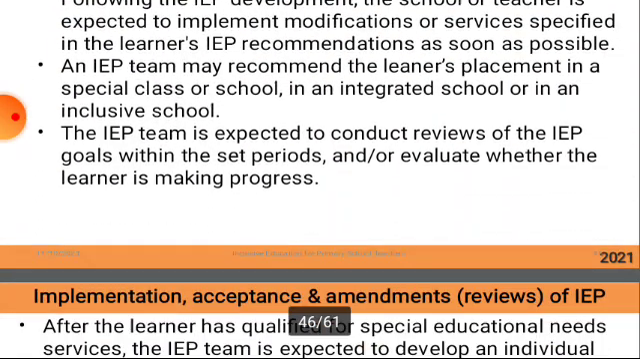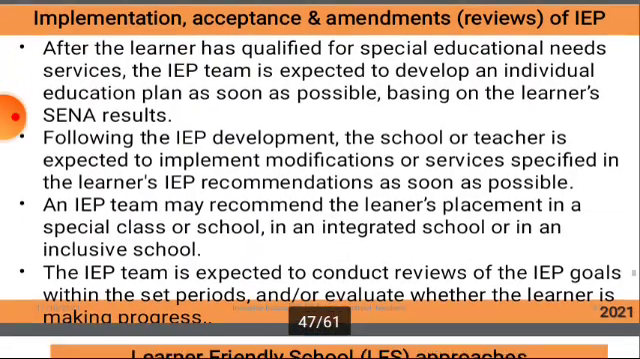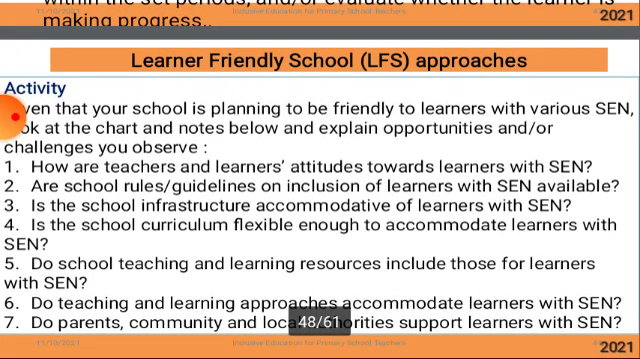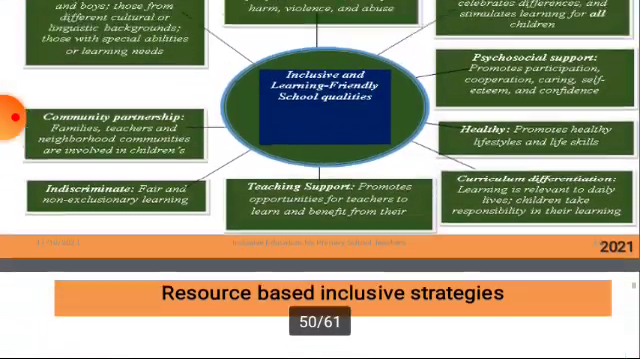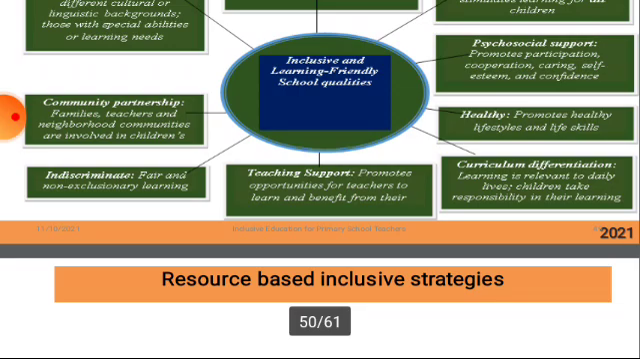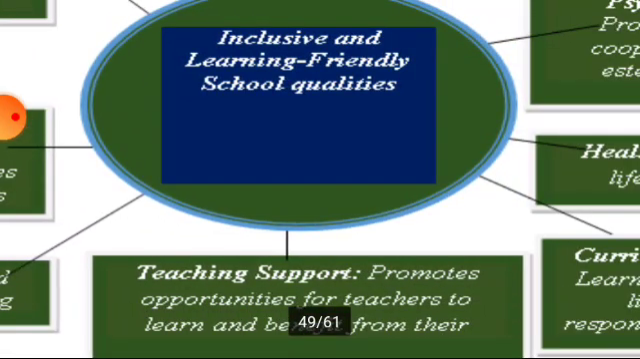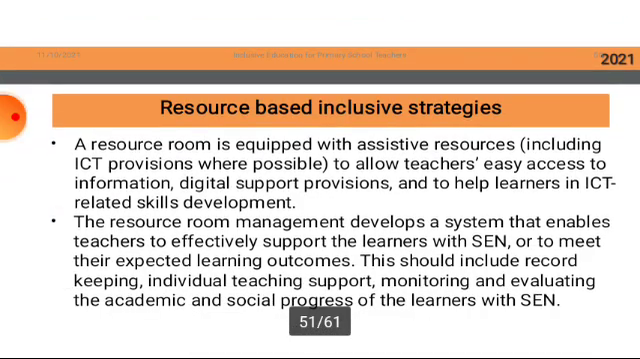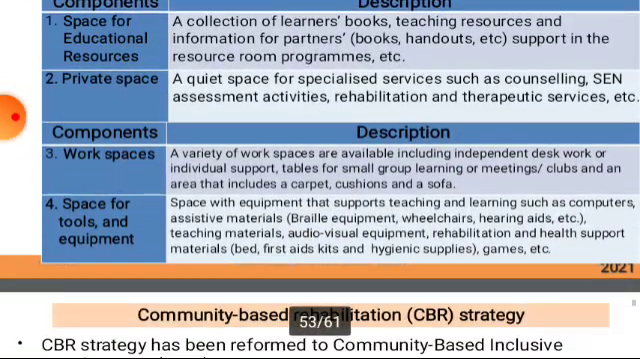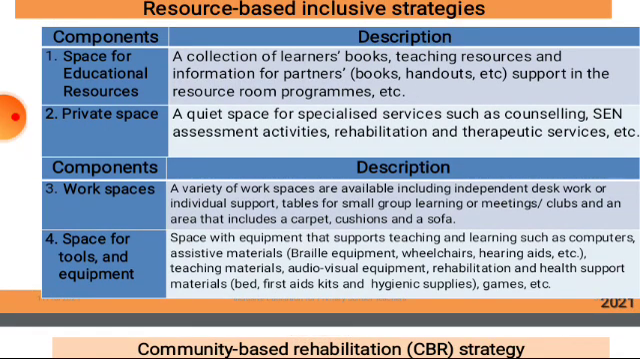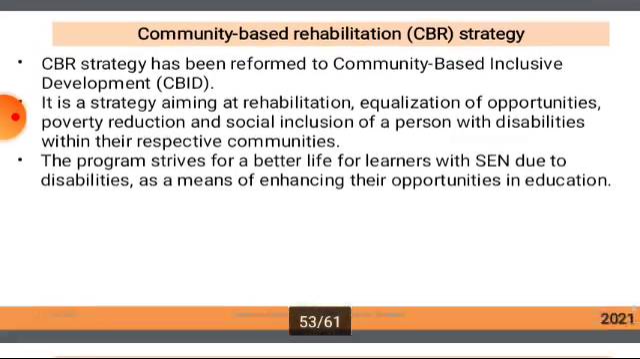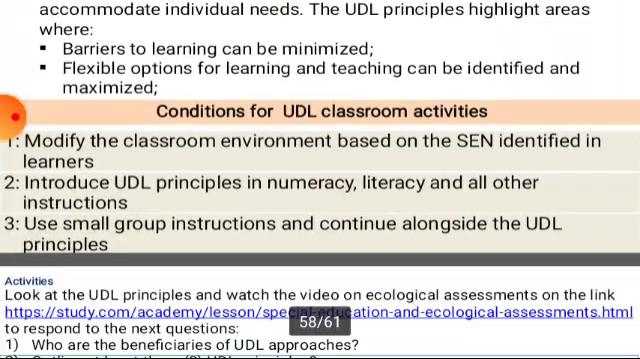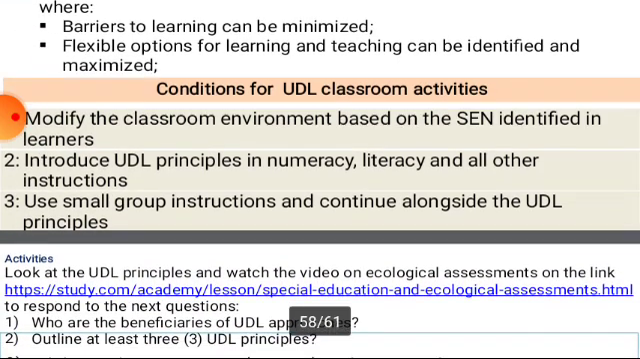There are many things to talk about, but let's stop by here today. We shall come back to learner-friendly school approaches. We shall talk about learner-friendly school approaches, inclusive and learning-friendly school qualities, resource-based inclusive strategies, the exclusion component, space for educational resources, community-based rehabilitation. We shall talk about all these ones. Universal design for learning approach. Conditions for all these ones.